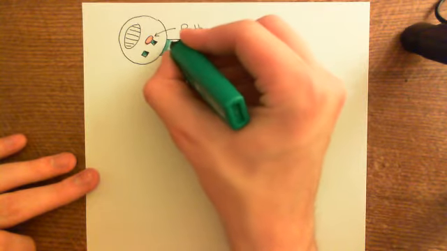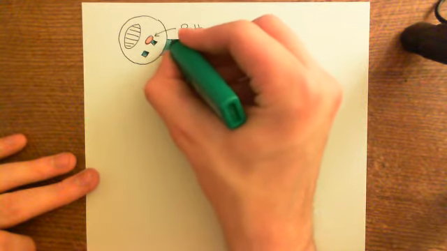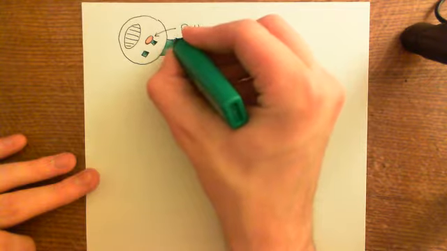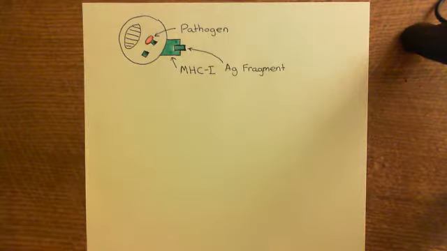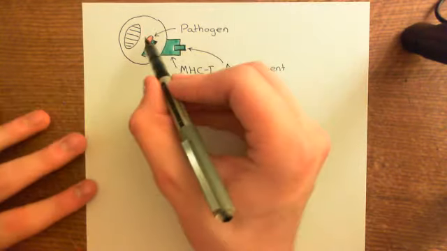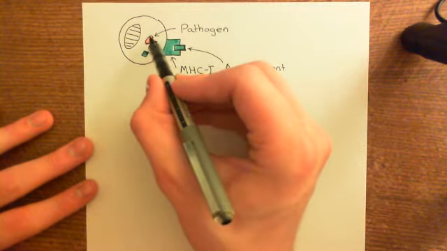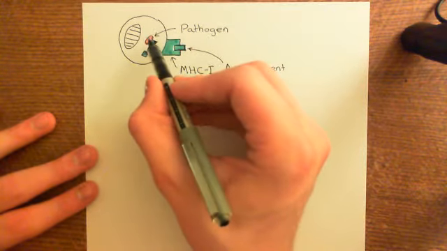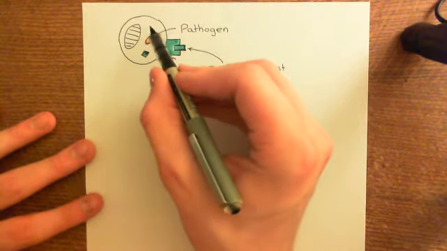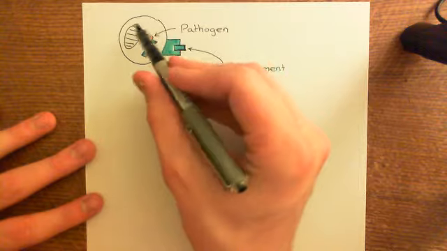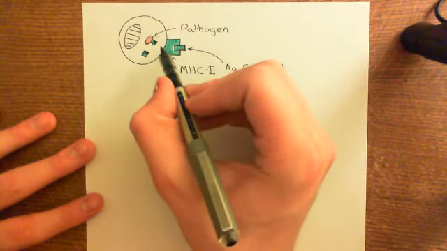Now, this is the important thing. If this actually is an antigen fragment of a non-self antigen, i.e. if it's an antigen from a pathogen, then the pathogen will also have a whole bunch of pathogen-associated molecular patterns, and therefore those will activate pattern recognition receptors of this professional antigen-presenting cell.